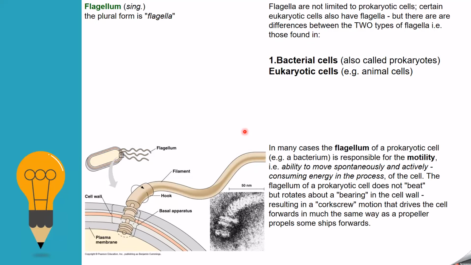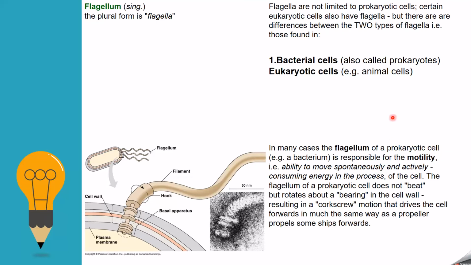You also have this thing called a flagellum, flagella for plural. Flagella are not limited to prokaryotic cells, and sometimes you find that eukaryotic cells also have flagella. Bacteria cells and eukaryotic cells both can have a flagellum, which is basically like a tail that you would find on a sperm cell, so it provides movement.